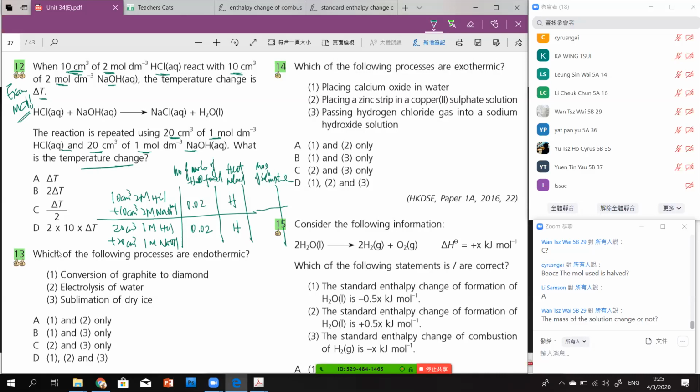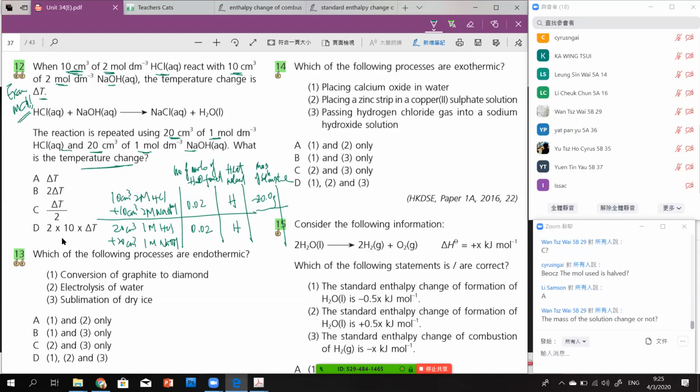What is the mass of the solution mixture? If you say this one, it is about 20. 10 plus 10, it is 20. About 20.0 gram. About, because I don't know anything about density. Okay, it's 10 cm cube, 10 cm cube. It's about 20 cm cube for solution.